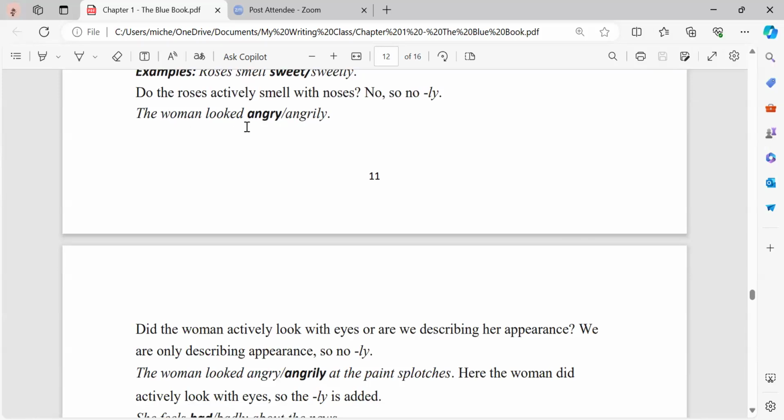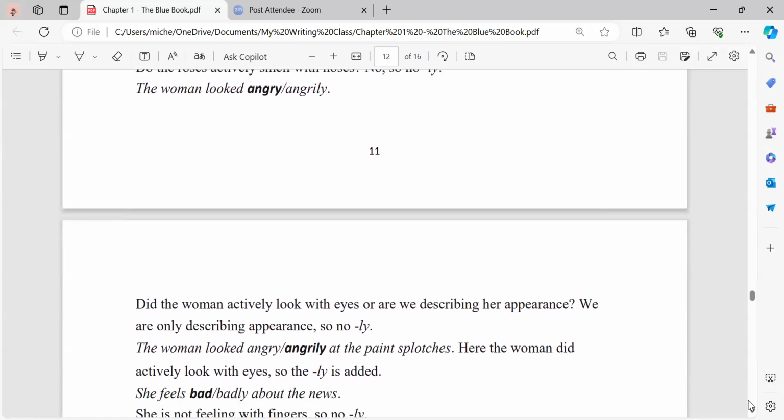Now here is the second example. The woman looked angry or angrily. We need to choose between one of them. Did the woman actively look with her eyes, or are we describing her appearance? Since we are only describing the appearance of the woman, we do not use ly at the back. Because it doesn't involve an active sense, a body part like seeing or listening, it doesn't involve any active senses, so no ly.